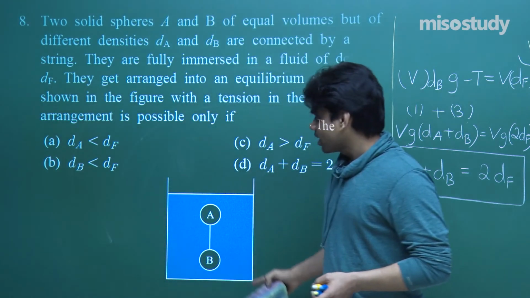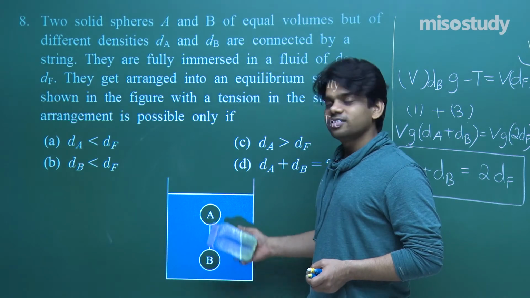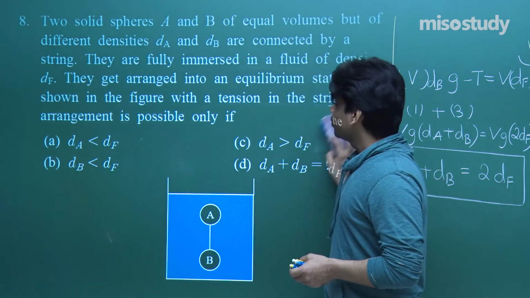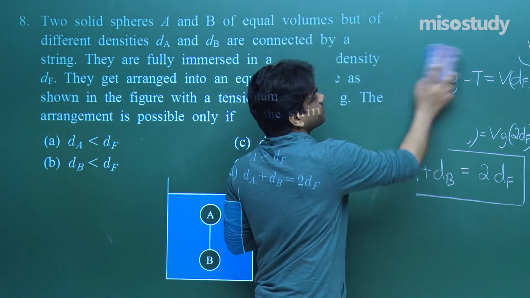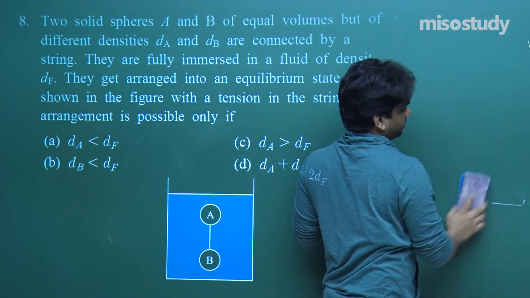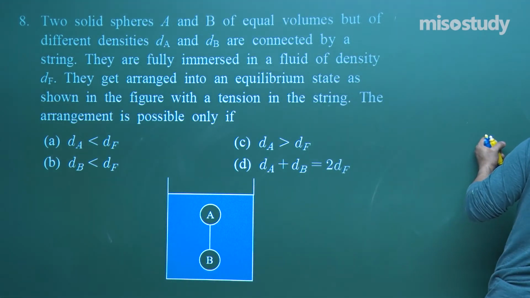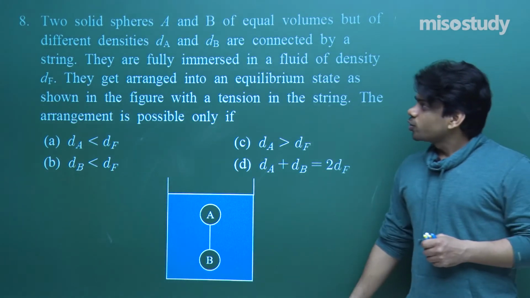So remember such cases: if this is lying at the bottom end, its density will be higher. If this is lying at the upper end, its density will be lower. Sum of the densities will be twice the density of the fluid, that you can make out. Next thing, then only they are going to be submerged in an equilibrium position. Let's go ahead with the next question of the class.